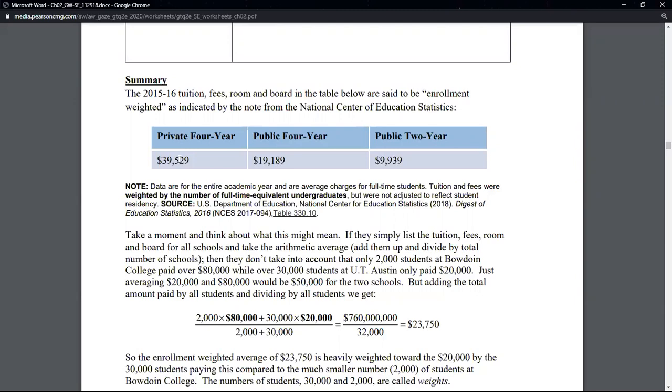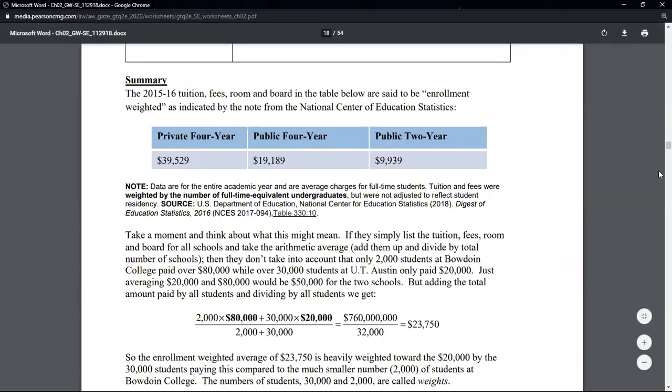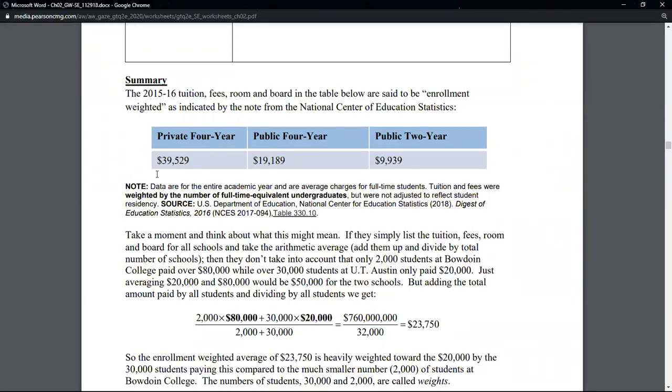So 20,000 students would be the weight. There's a lot more, so it would say that number is a lot closer. Now, that million number was a little ridiculous and could have an ugly effect, but you get the idea. So that's how these numbers were acquired. And they say, take a moment to think about what this might mean.